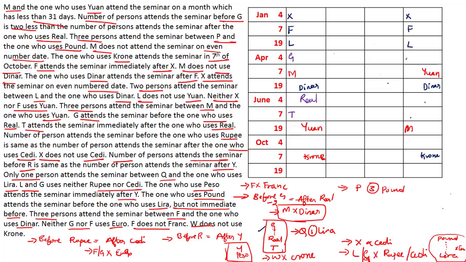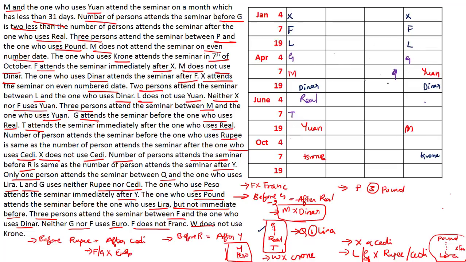So immediately after real, T has to be placed. If I put G here, before G there are 4 persons: 1, 2, 3, 4. After real there should be 6 persons: 1, 2, 3, 4, 5, 6. So real cannot be placed here. So then only one possibility, that G has to be here.